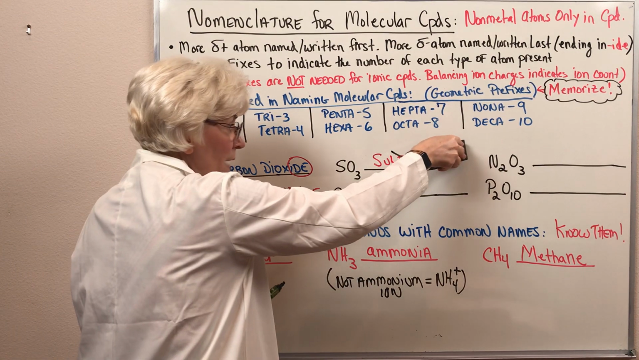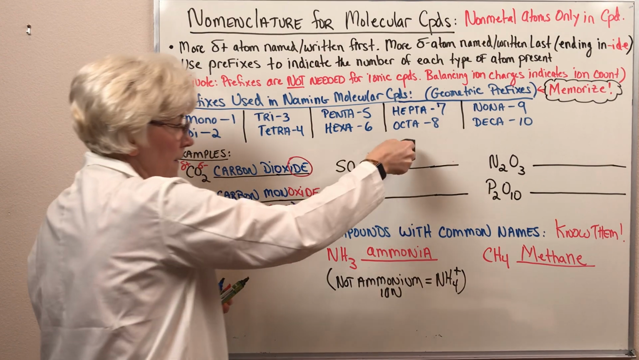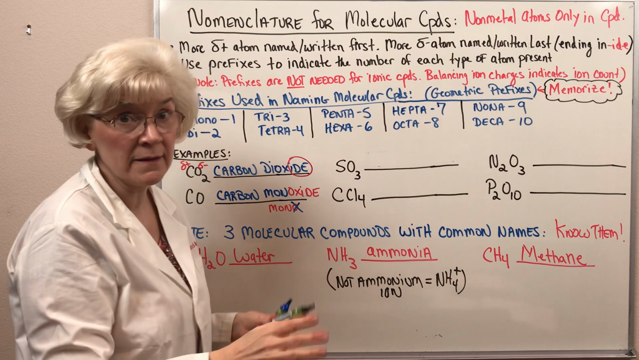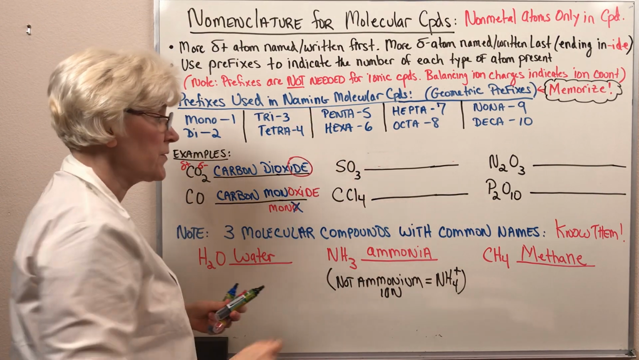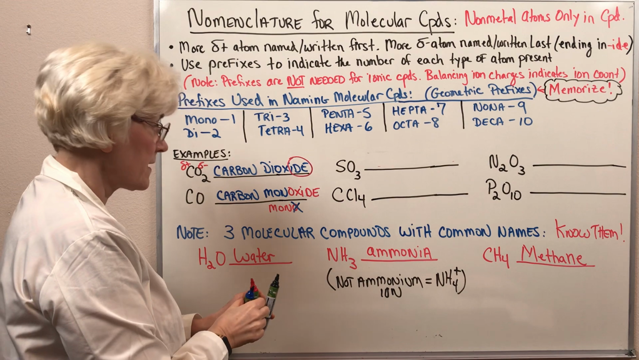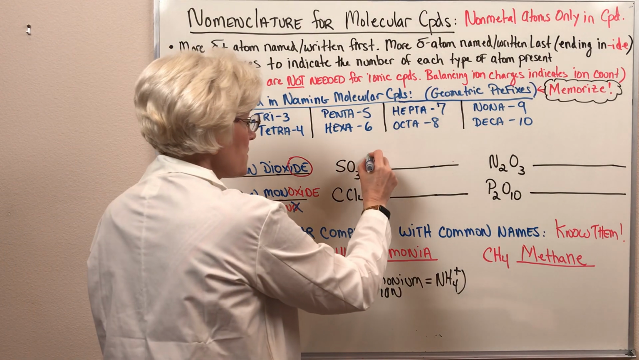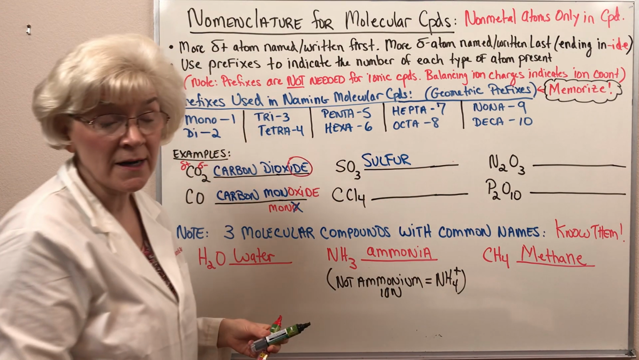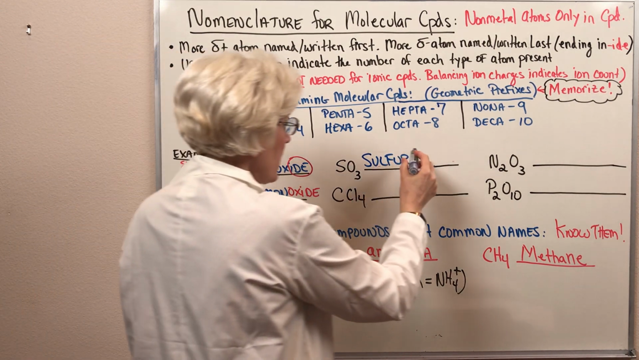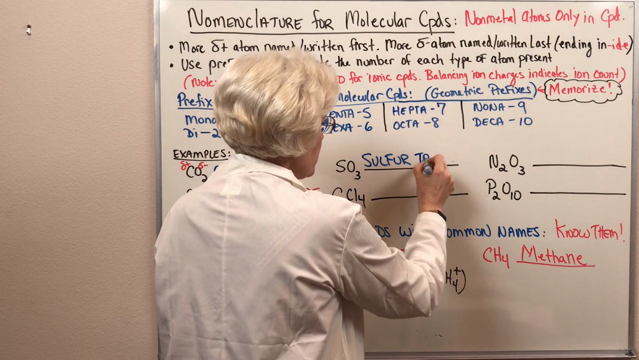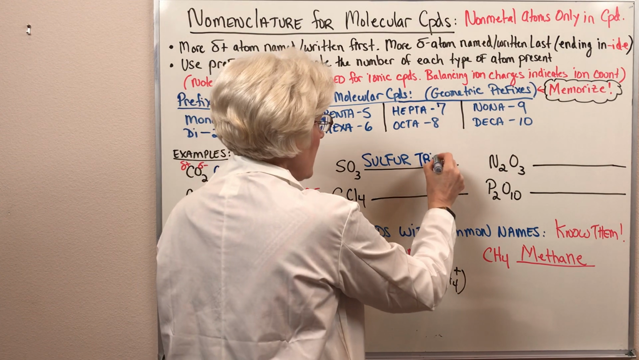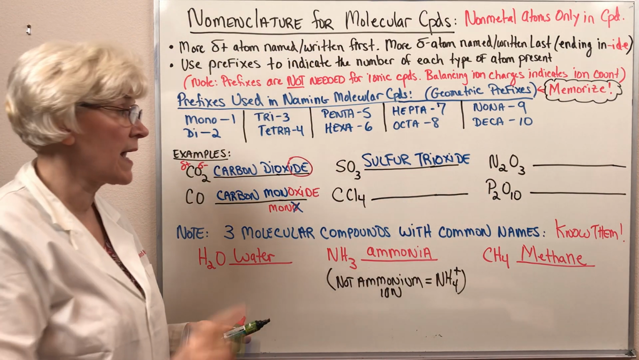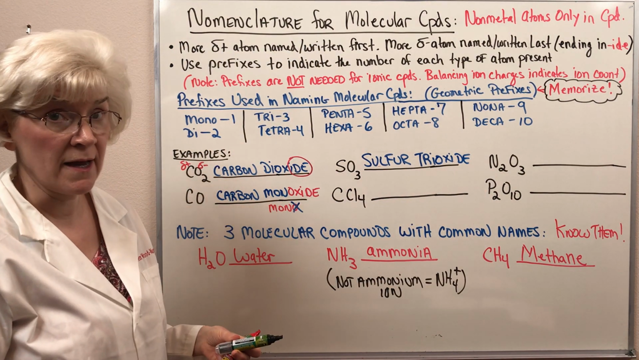So we're going to erase this, and we're going to look at this formula and name it like a molecular compound using the prefixes indicated above. So 1 sulfur atom, sulfur, 3 oxygen atoms, and now we have the tri for 3 oxide. So the name of this molecular compound is sulfur trioxide.